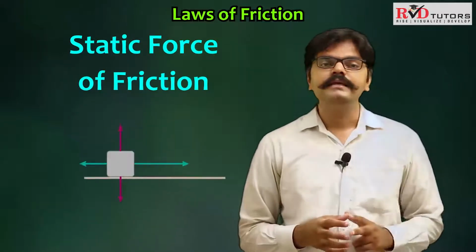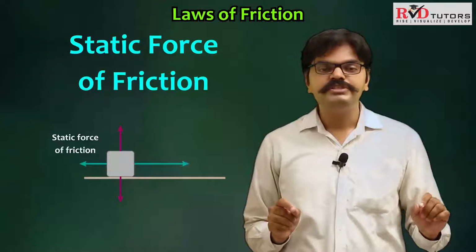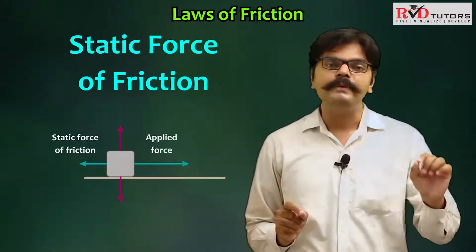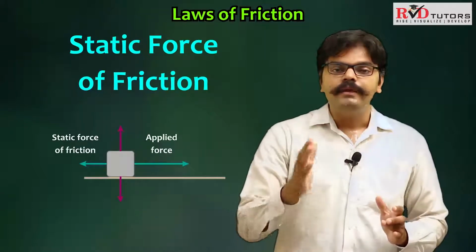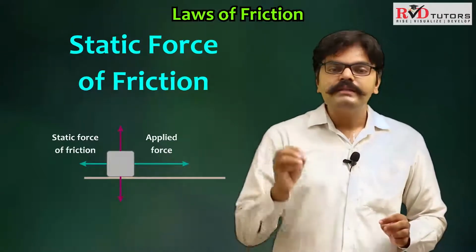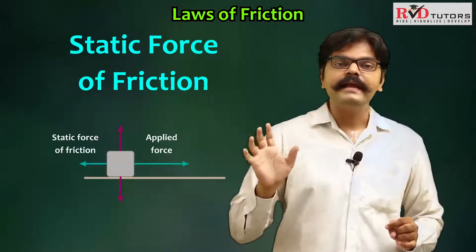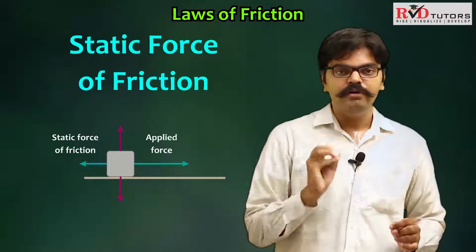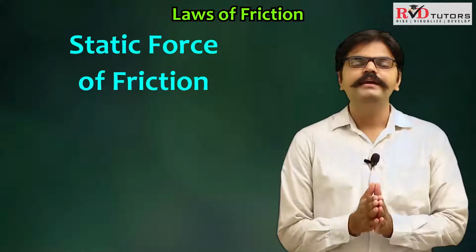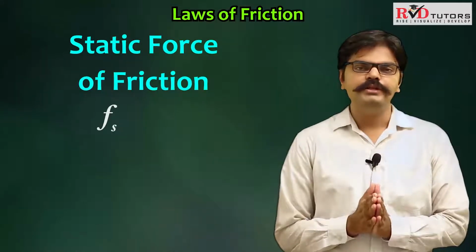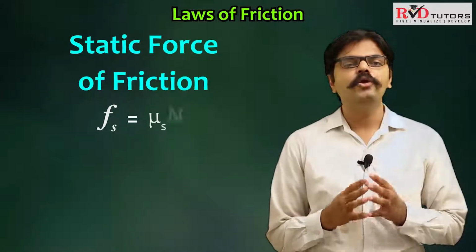And another thing is that this static force of friction will always have a direction which is opposite to that of the applied force. That means if we try to move this body in any one direction, this static force of friction will be generated and it will always be acting against our force itself. So far we have understood one fact, that static force of friction is dependent on mu, the coefficient of static friction, as well as on the normal reaction.